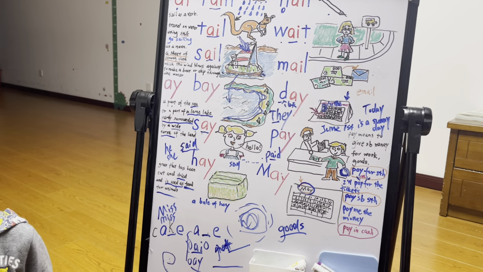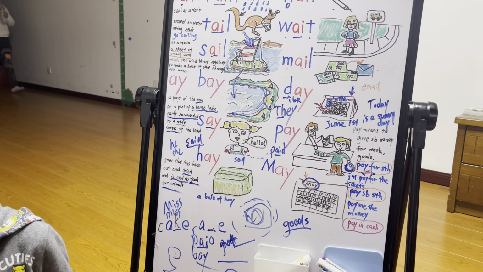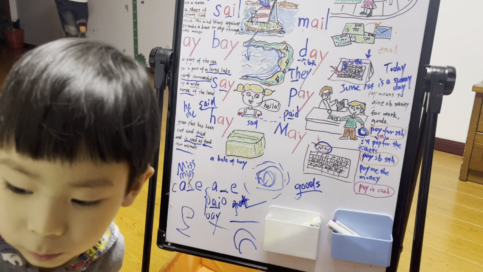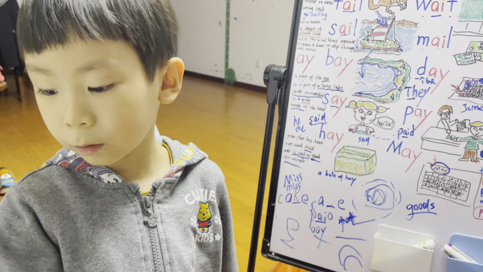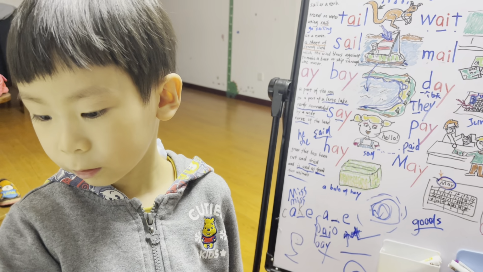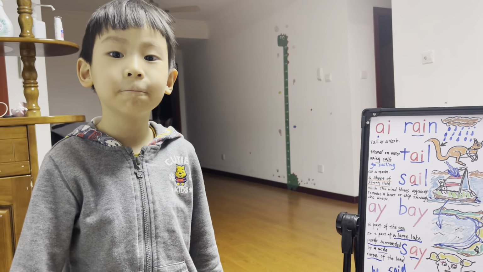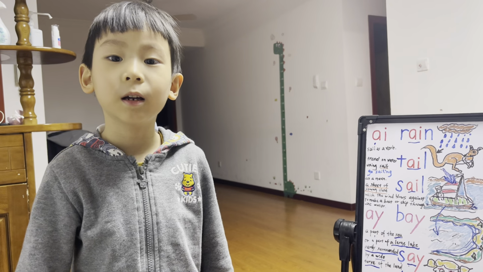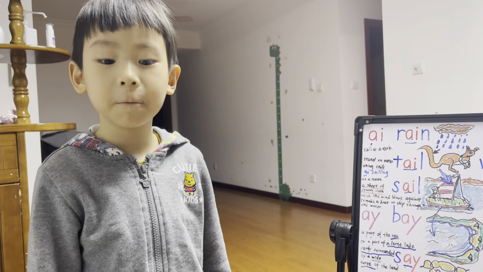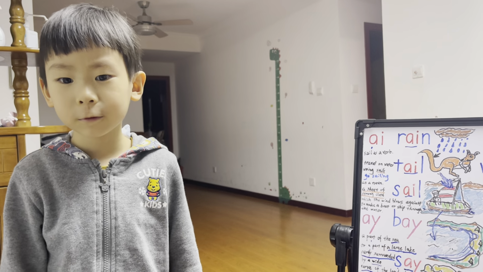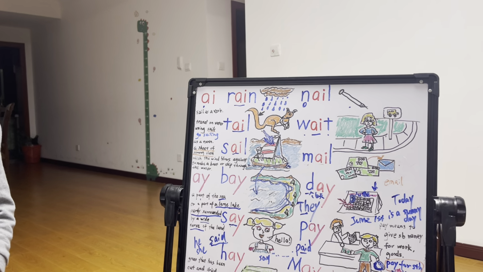Okay. Pay money for me. Pay money for you. What do you want? I'll pay money for you. What do you need? What do you need? Need a... Apple... You need an apple, so I will pay money for the apples for you, okay?